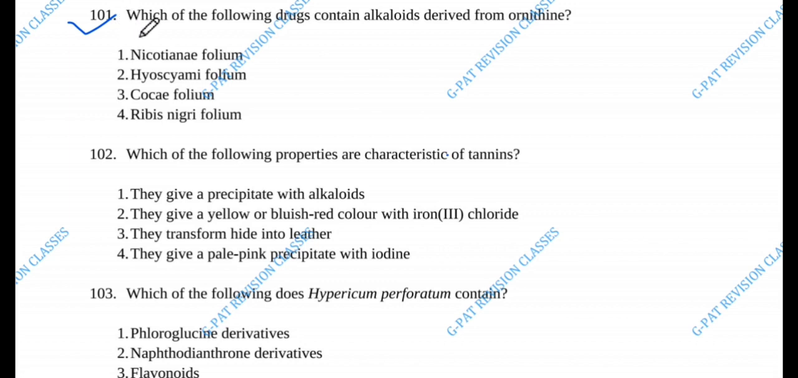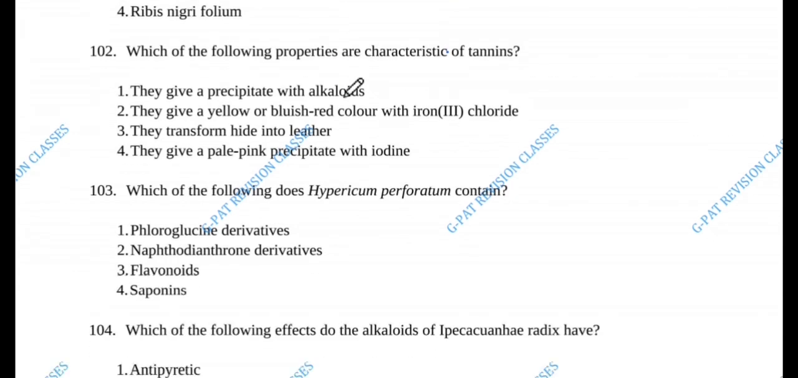First question number, that is question number 101. Which of the following drugs contain alkaloid derived from ornithine? The answer is A, Nicotianae folium. The answer is first. Okay. Next is question number 102.